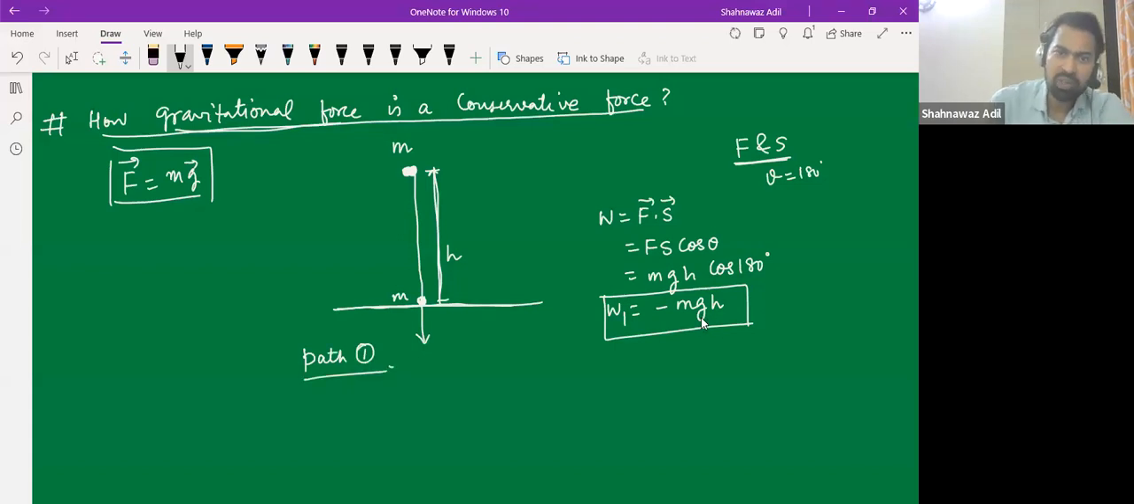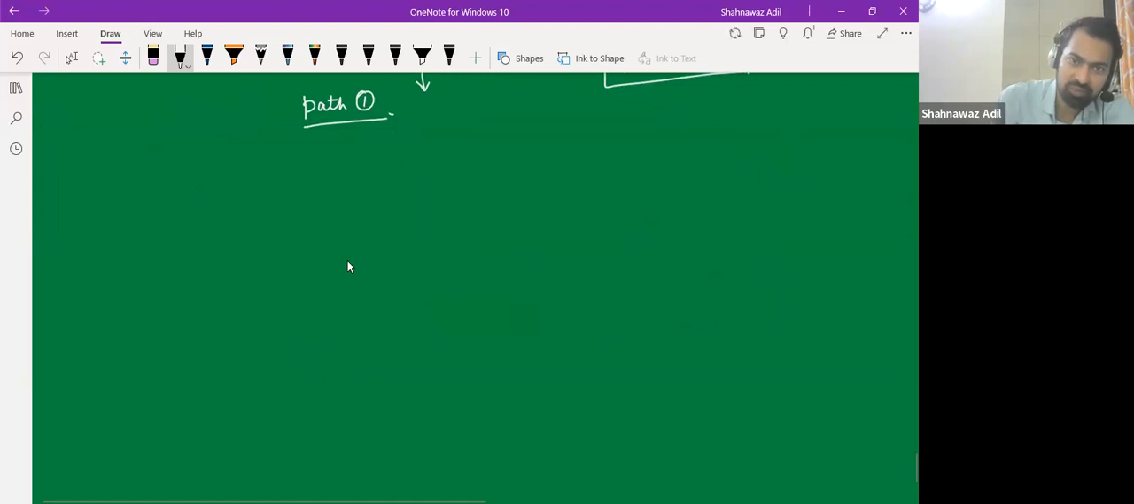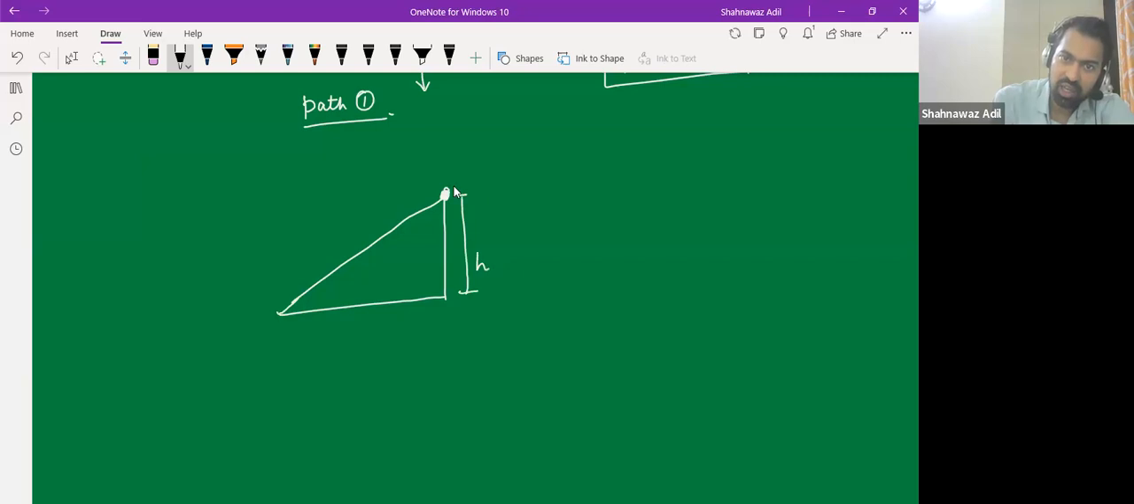Okay. Now what you do is that you bring the same object from here to here. You are bringing it to the same position, right? So in here this is H, and in here let's say this is M, and this is the object. So I have drawn it like this. So now you are taking the object in this direction. So what are the forces that are acting on this object?